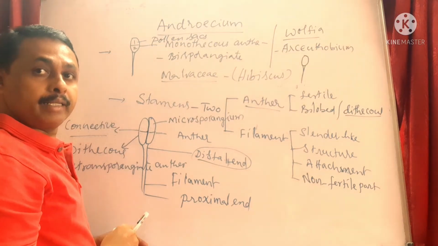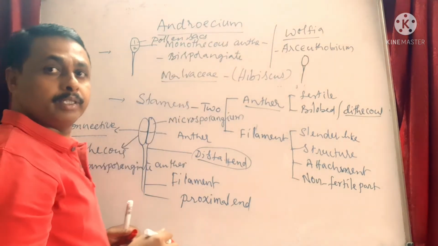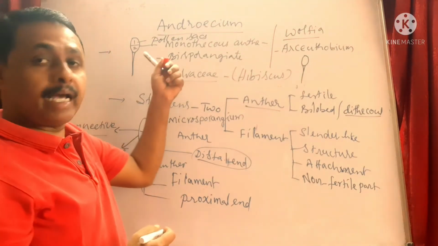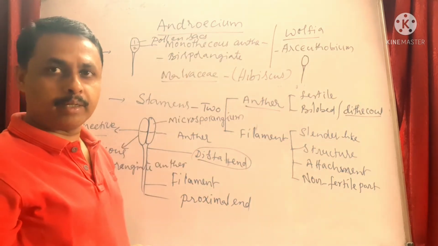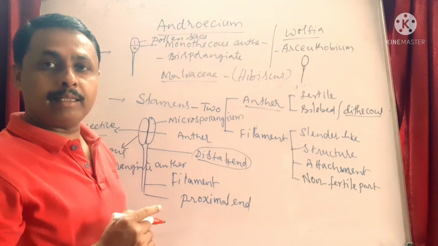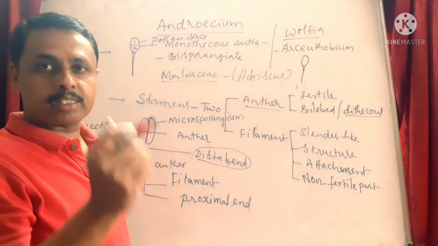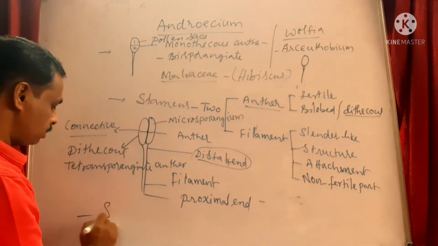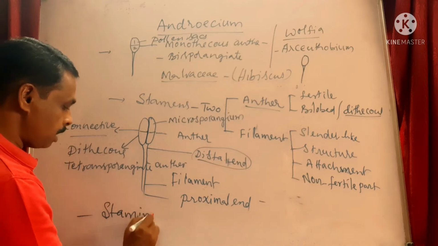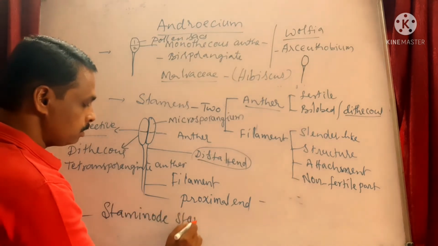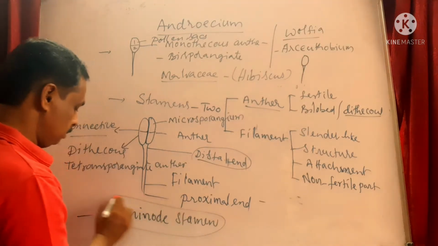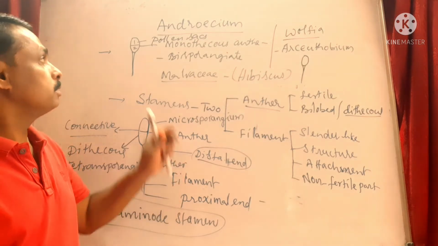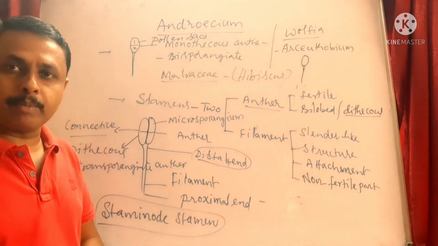So, this is regarding the anther and its description. As I told you, the anther is a fertile structure, right? But in some stamens, the anther is an infertile structure. Such stamens are called staminodes. Staminode stamens means the anther is infertile. It is not a fertile structure. That is about the anther.